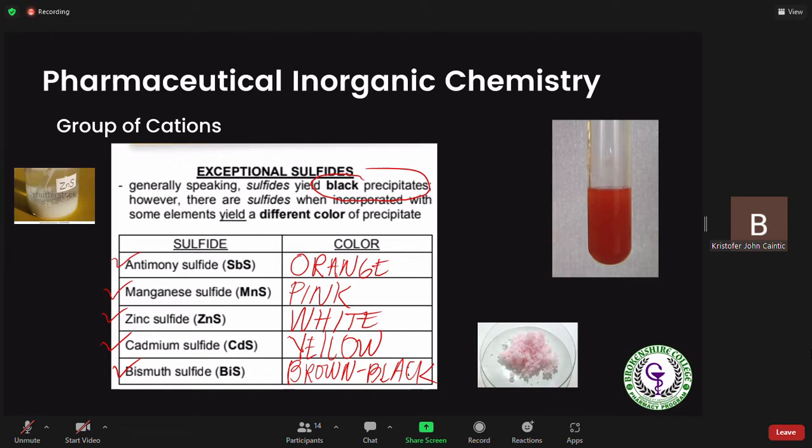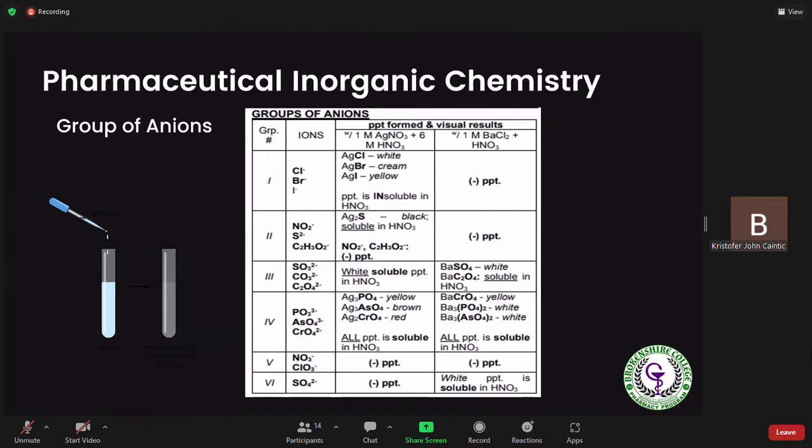Next is your anion. Again, why are they called anions? Because they carry a negative charge. So again, these are the following anion classes. Two of the following will give us the groupings for chlorine, bromine, iodine. Try to see in silver nitrate with nitric acid. This will give us the following color.